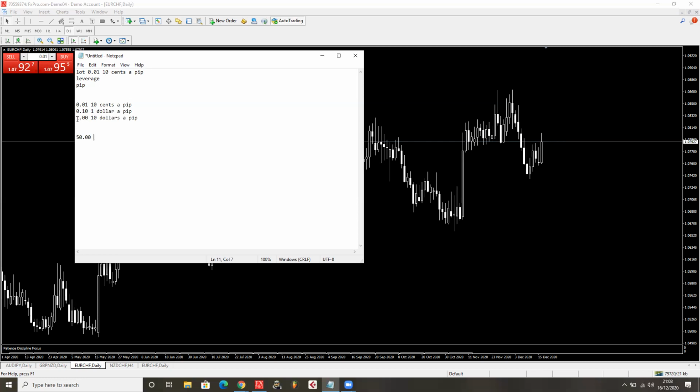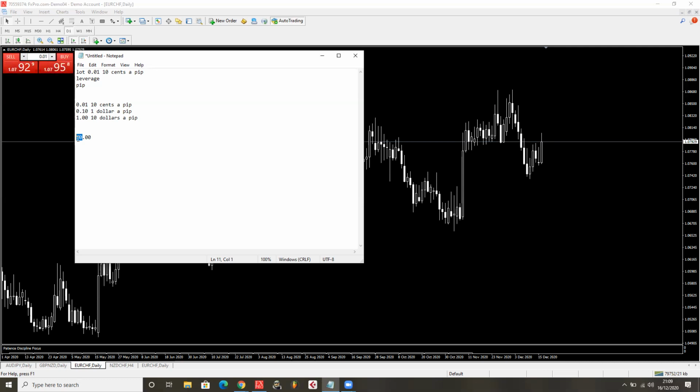If one lot equals $10 a pip, how many would 50 be? So 1 equals 10, 2, 3, 5, 10, 20, 30, 40, 50. That's $5 per pip. No. If 1 is 10, how many would 50 be? Don't worry, don't stress yourself. Feel free. $50. You're close, but it's not 50.